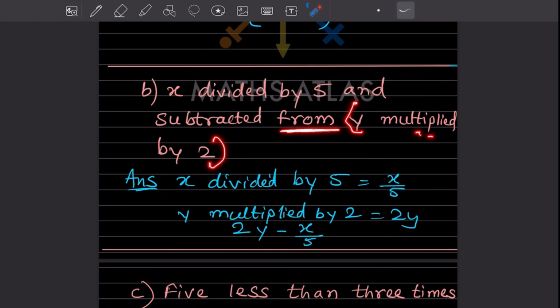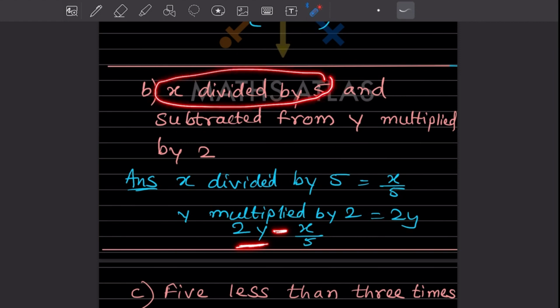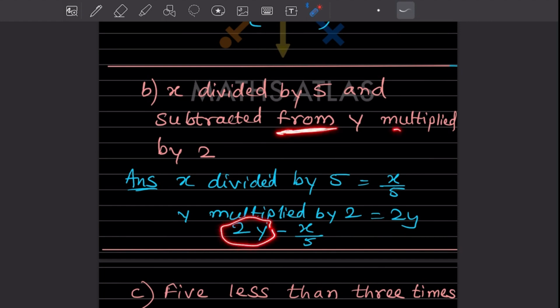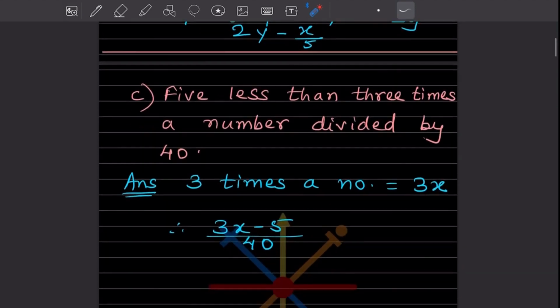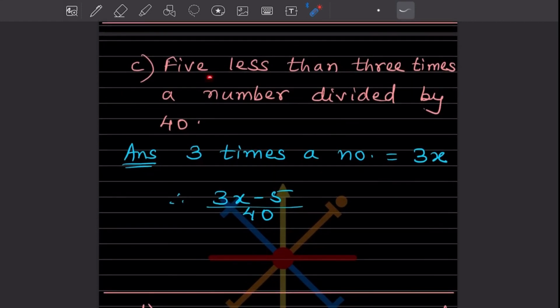Okay, so what did they say? Y multiplied by 2, that is 2y. So 2y should be at the start, and then you will put a subtraction sign, and whatever is in the star here, that will be over here. After this, I'm repeating, after from whatever is there, that should be the start. Hope that is clear. So now next says that 5 less than 3 times a number divided by 40.